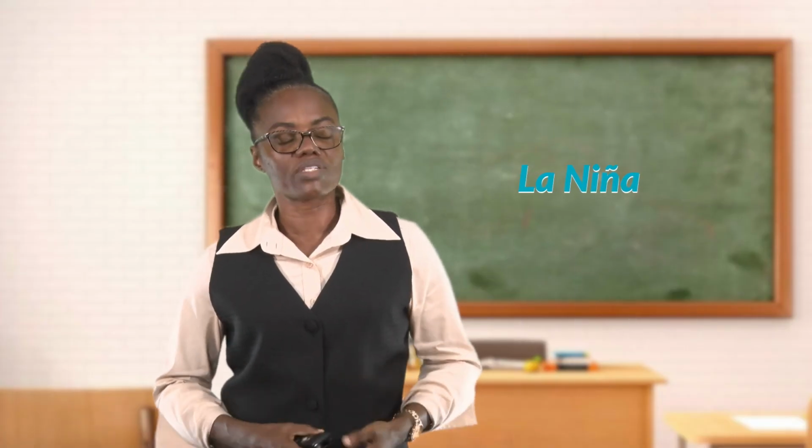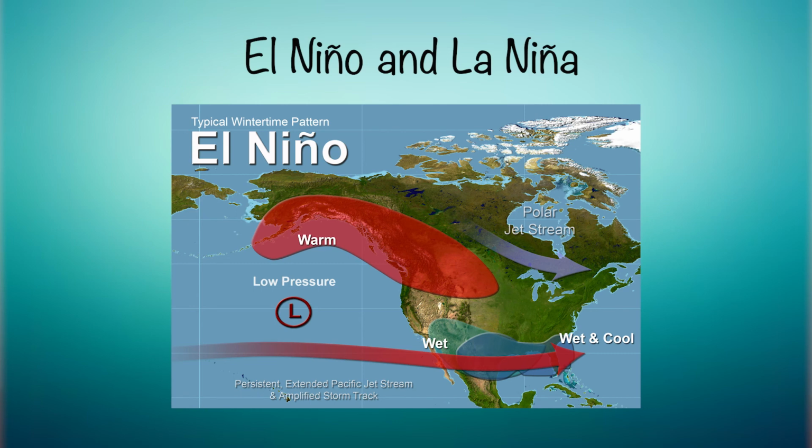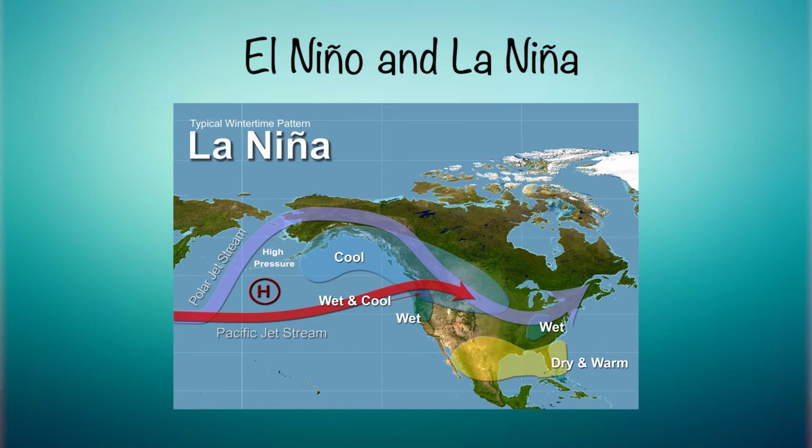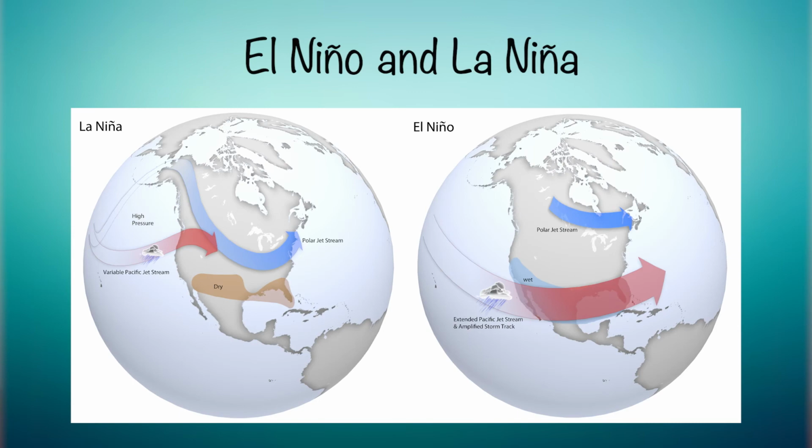Our next term that we will examine is La Niña. La Niña is the opposite of El Niño. El Niño produces warmer ocean surface. So La Niña will produce cooler ocean surface. So La Niña is the weather condition that exists when the oceanic and atmospheric conditions are cooler than normal in the eastern Pacific Ocean. Yes, boys and girls, El Niño and La Niña are associated with the Pacific Ocean.